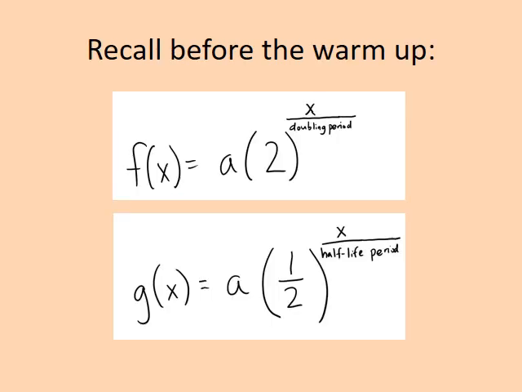At the beginning of this chapter, we learned about half-life and doubling life and how to do those equations. So if you recall, this is the equation for doubling period, and this is the equation for half-life. A represents the initial value for both. The doubling period is determined by the problem, and the half-life period is also determined by the problem.